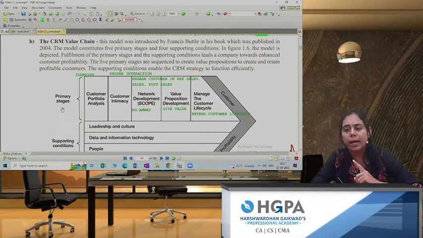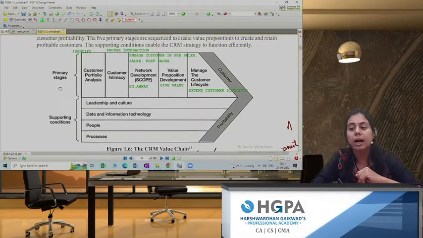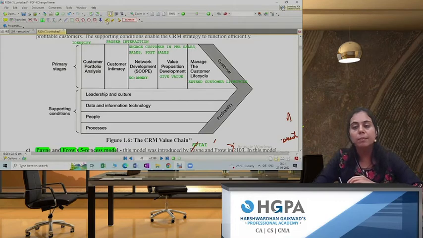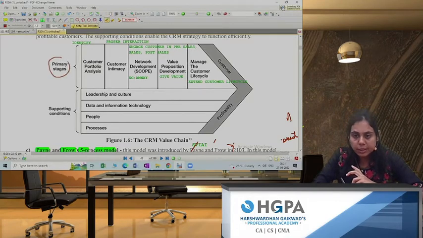Okay, so next we're going to do one diagram, and then I will read. That is the CRM value chain. What is this? That is the CRM value chain, defined into two parts. This part is the primary stage.